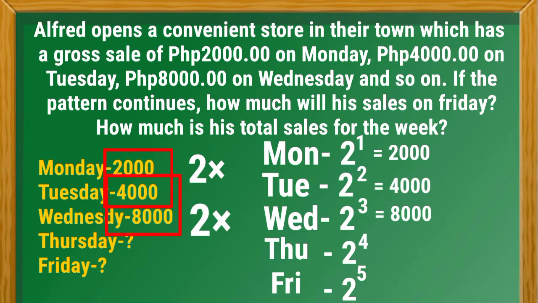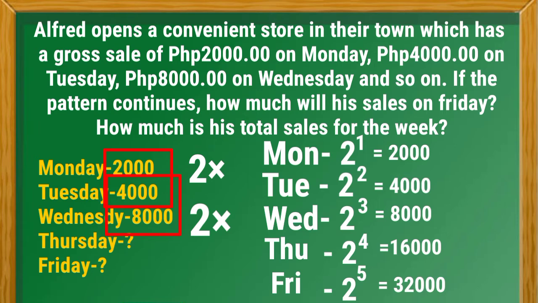Since his sale on Wednesday is 8,000 pesos, on Thursday it will be 16,000 pesos because Alfred has a sale twice as much as the sales on the previous day. So Friday is 32,000 pesos. So Alfred has a gross sale of 32,000 pesos on Friday.